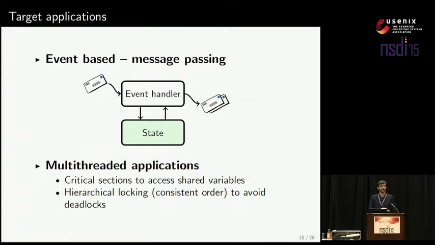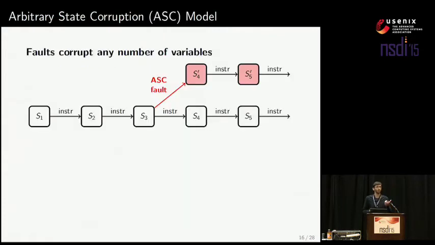Given these requirements, we have a fault model that is very general. We model hardware faults as arbitrary state corruptions. This means that in the execution of a process, if a hardware fault occurs, it is an ASC fault, meaning that it can change as many variables as it wants from the state, potentially corrupting all the variables of the state of the process. And afterwards, the instructions continue being executed by the process. Now, if it's an arbitrary state corruption, it could generate any Byzantine behavior.